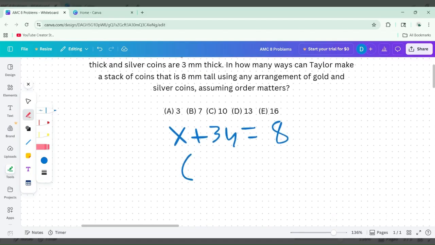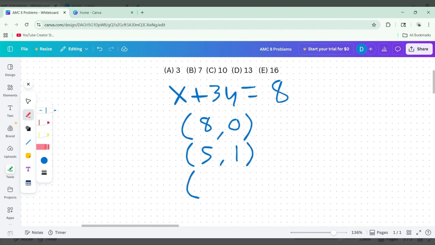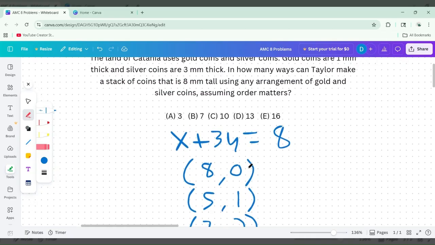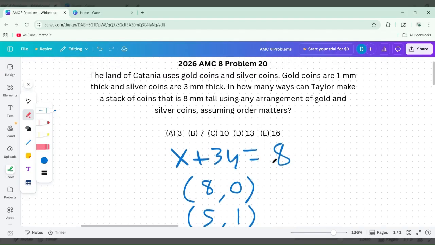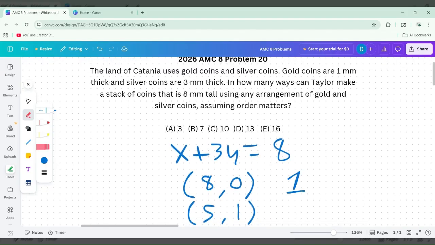So right off the bat, I see 8, 0. Obviously 8 is in the x position, 0 is in the y position, and otherwise we have 5, 1, we have 2, 2. So there are 3 cases. Now we can focus on order. So if there are 8 gold coins, there is only 1 arrangement of them because they're all gold coins. They're all the same.